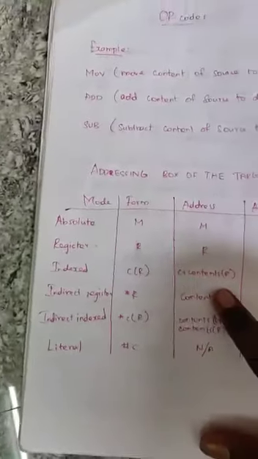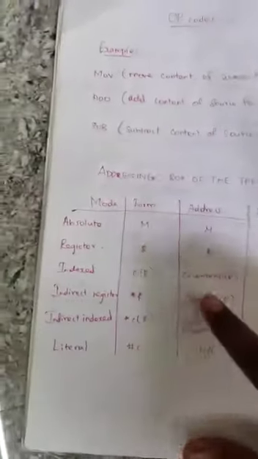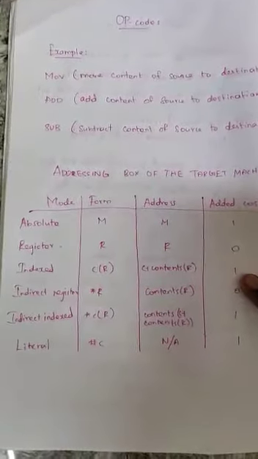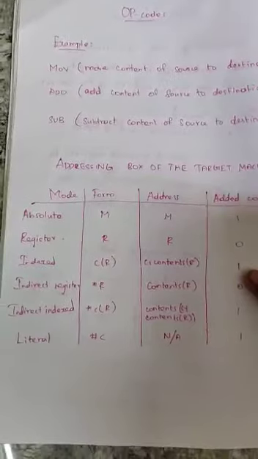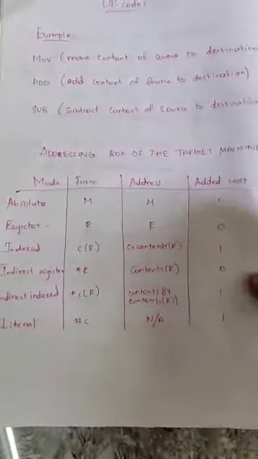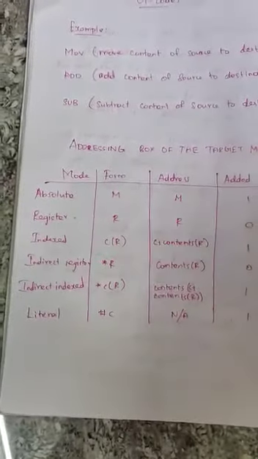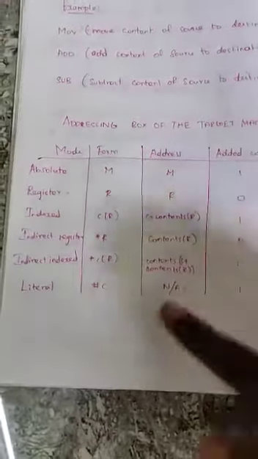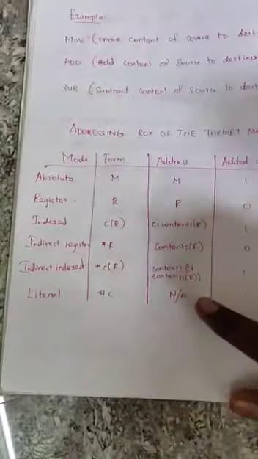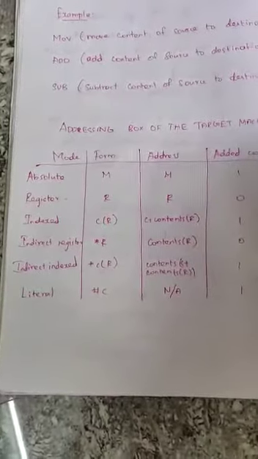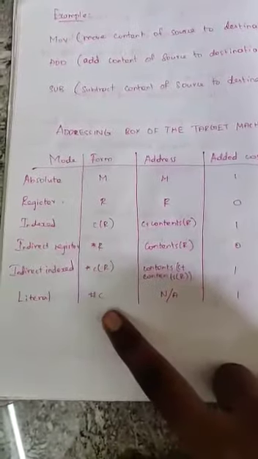In indexed mode, the contents of c plus the contents of R, so we have 1 plus 0, an added cost of 1. In indirect register, the address of the register is 0 and the contents of R are 0, so the added cost will be 0. Indirect indexed means the combination of indexed and indirect register, so 1 plus 0 will be 1. Literal means c, any constant value. Here the address of the literal is 0, so 0 plus the constant 1 will be 1. The addressing cost is 1.